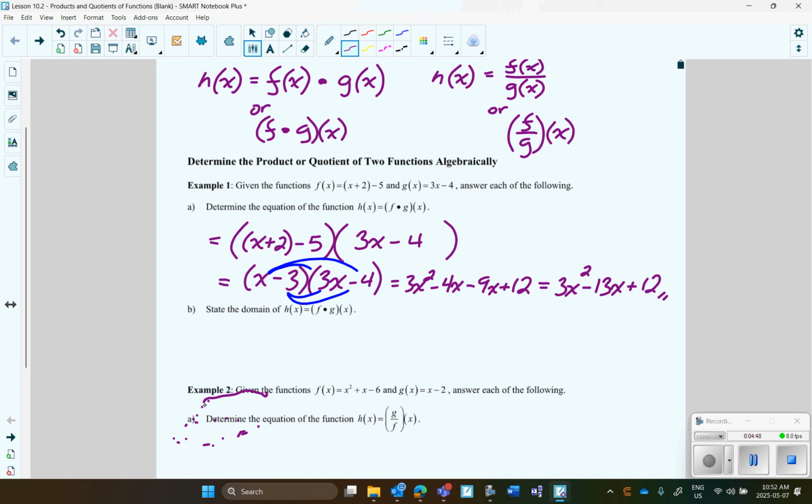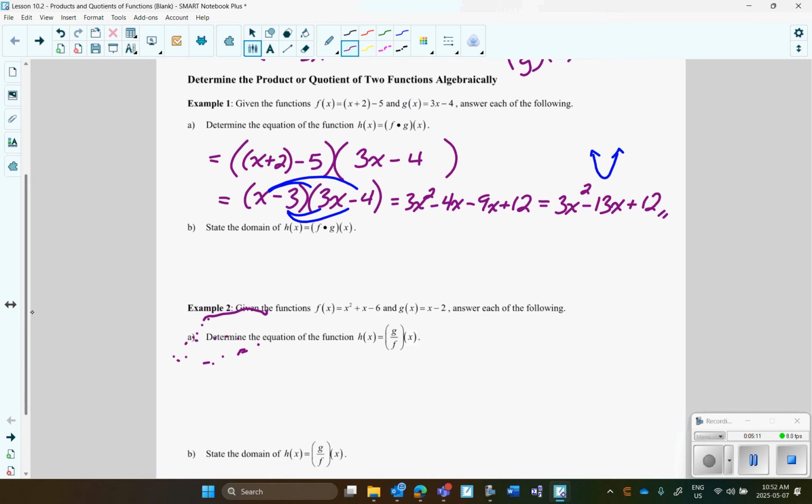Like if function f, the domain is everything, and function g, the domain is everything, then the function of f times g must be everything, which makes sense because what kind of graph is this? This is a parabola. What's the domain of any parabola? Left and right forever. So the domain, putting all these things in.